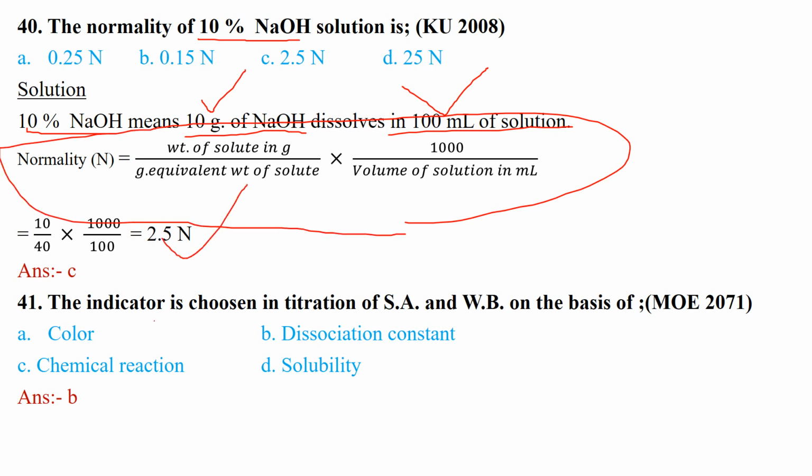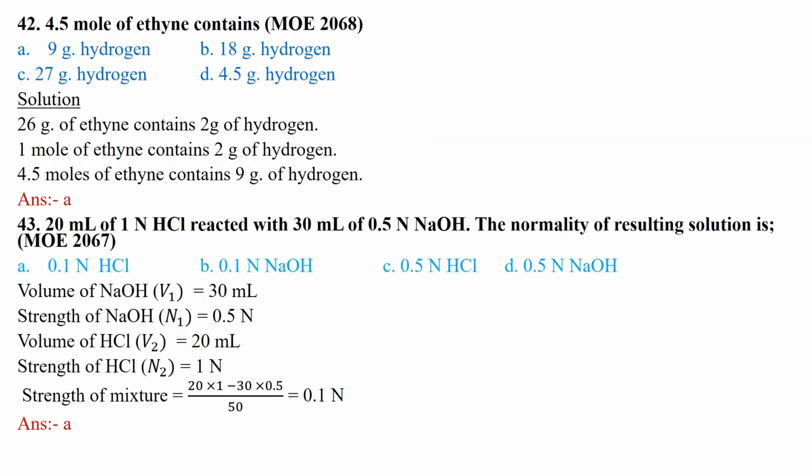The indicator is chosen in titration of strong acid and weak base on the basis of, right? We will discuss this type of question in the next part, that is volumetric analysis part 2. So the answer will be dissociation constants. I will explain the dissociation constant in next lectures, in volumetric analysis part 2. Next question.